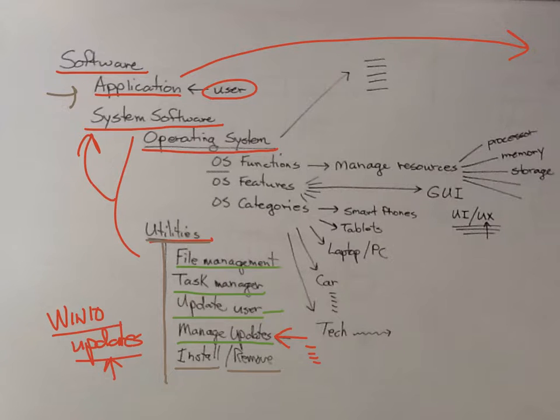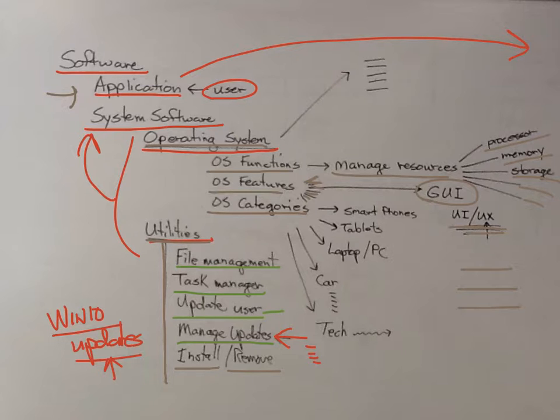Then we went back and talked about operating system functions. They manage resources. They manage the processor, the memory, the storage, and so forth. This is key to making any computing device work. Features, how you communicate. We talked about user interface and user experience. The different ones would have different features. Some people like the way Apple does some with their operating system compared to the way Windows does it, or compared to the way Linux might do it.